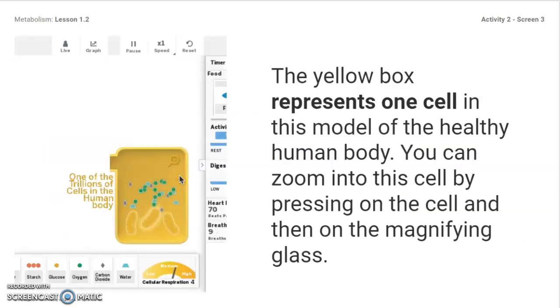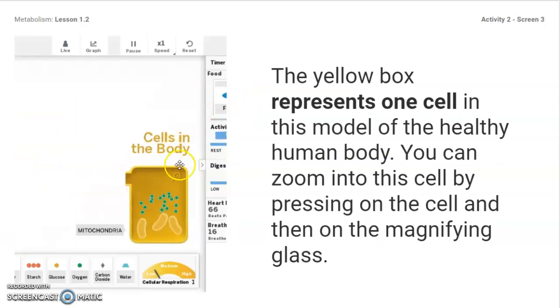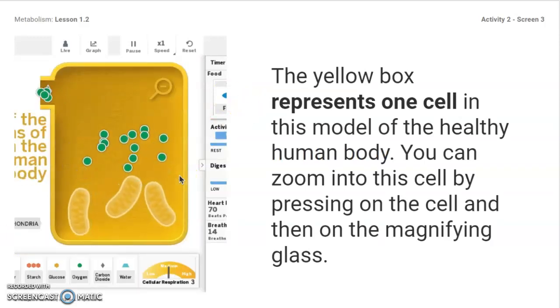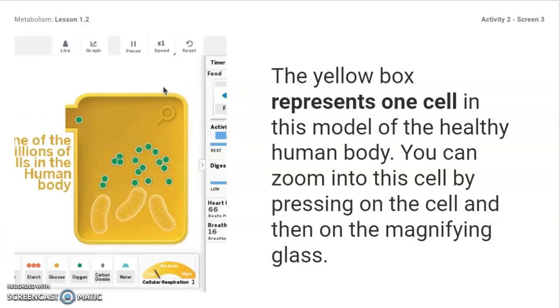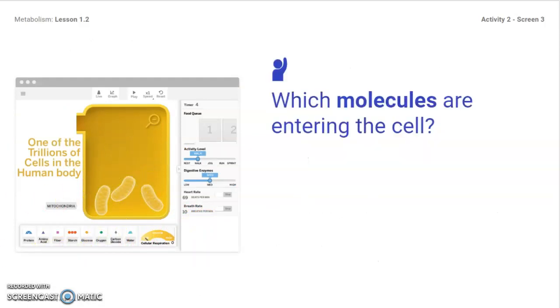So if we look at that yellow box that represents one healthy cell, you can zoom in by clicking on that magnifying glass to be able to see it a little bit closer so you can get a little bit more detail and figure out what's going on inside with the trillions of cells that are in the body by observing just this one cell that's here for you to see. Take notice of the molecules that are entering this one cell.